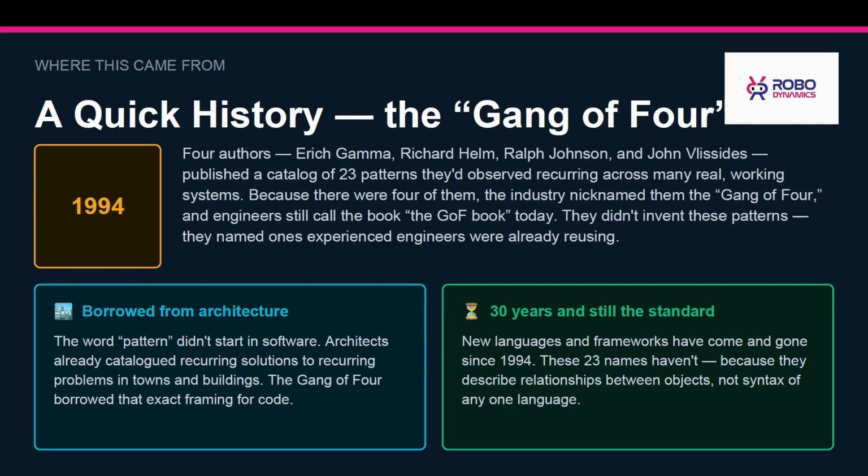A quick history of design patterns. I have read this particular book, Gang of Four, by four authors: Erich Gamma, Richard Helm, Ralph Johnson, and John Vlissides. Just wanted to tell you, these guys didn't create design patterns. The book came in 1994. They worked with other experienced developers, architects, and engineers, and they collected good quality code, and then they derived these patterns. So design patterns are the hard work of people like you.